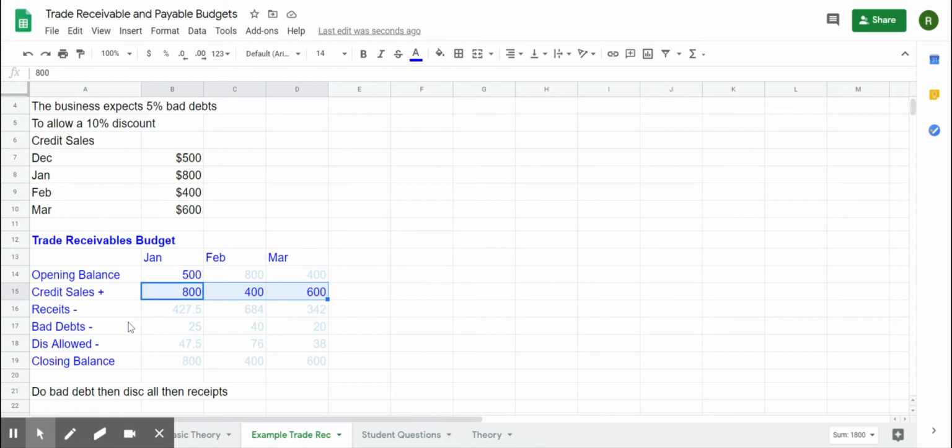Now, the next thing that we would do is to calculate the bad debts, and we need to do that because we only allow a discount on the money that's paid. So here we're expecting a 5% bad debt. It seems a little bit high, to be honest, but still I made up the numbers. So 5% of the 500 owed is 25.